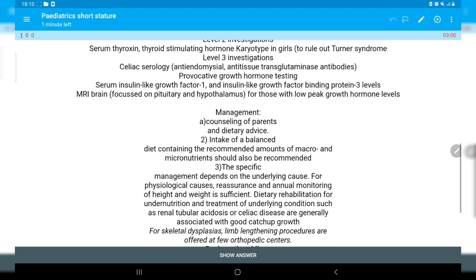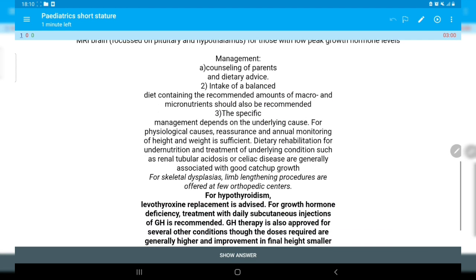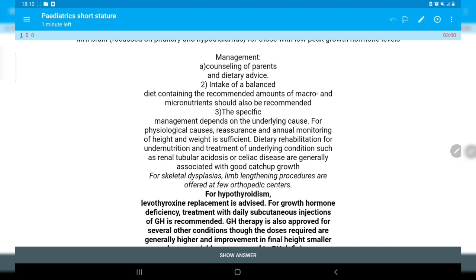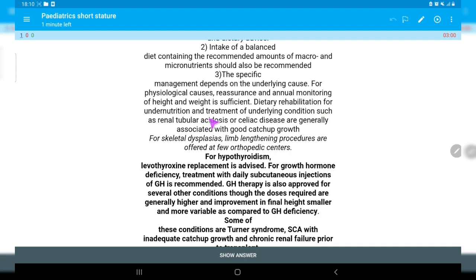Then we'll be managing the case. Firstly we will counsel the patients and the parents about dietary advice, and intake of a balanced diet containing the recommended amounts of macro and micronutrients will be recommended. The specific management depends on the underlying cause. For physiological causes, reassurance and annual monitoring of height and weight is sufficient. Dietary rehabilitation for undernutrition and treatment of underlying conditions such as renal tubular acidosis or celiac disease are generally associated with good catch-up growth.